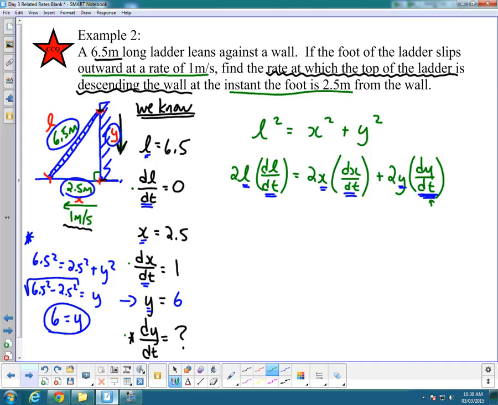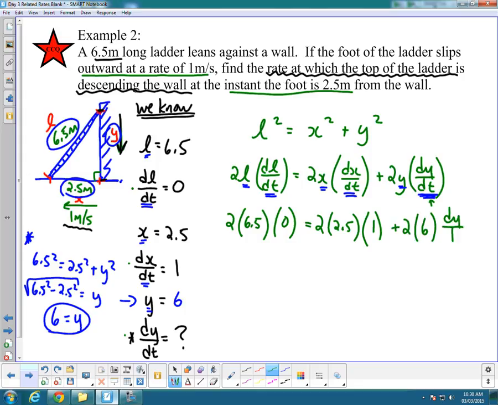So I go through and replace it. Wherever I see L, I'm going to replace with 6.5. dL by dt is 0, so that's going to make that side really easy. 2 times x, so now the x is 2.5. dx by dt is how fast that's changing, so it's 1. The y I just figured out was 6, and dy by dt is my unknown. And now I've got to isolate. So the math's going to start getting easier. Everything's times 0 here, so that's good. This is going to be 5 plus 12 dy by dt.